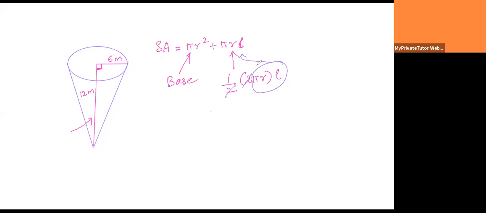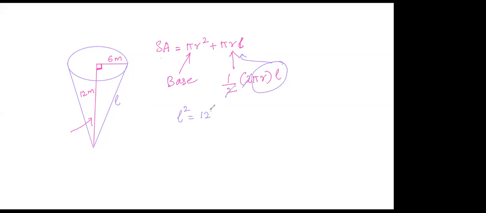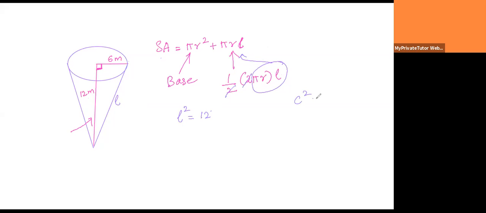Understanding the formula, how we got that, is a very important one. And what is L? It forms a right angle triangle. This one is the height. So what does the Pythagoras theorem say? Hypotenuse square equals a square plus b square. Generally speaking, c square equals a square plus b square. But here the c is the L. L square equals 12 square plus 6 square.